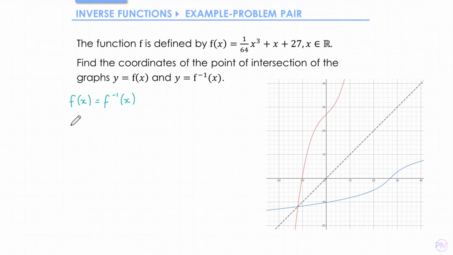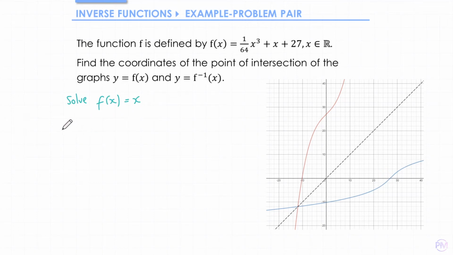Another possibility is that we could solve the equation f of x equals x. What we're doing there is finding out where this function equals the line y equals x. The third option is to solve the inverse function equals x. So all three of these equations will solve to give the same answer here. But you may find that one is easier to solve than the others. In this case, we're going to solve f of x equals x.